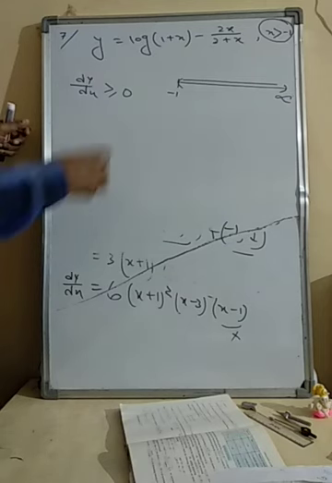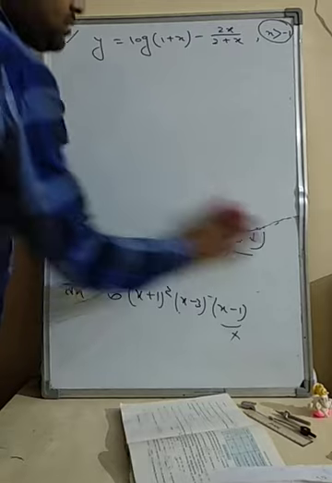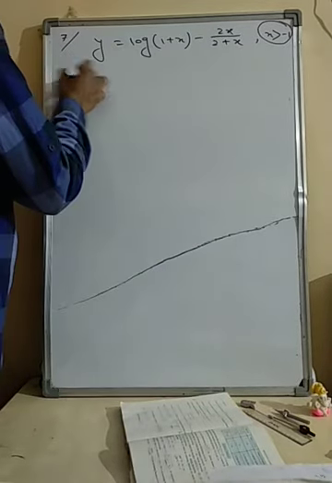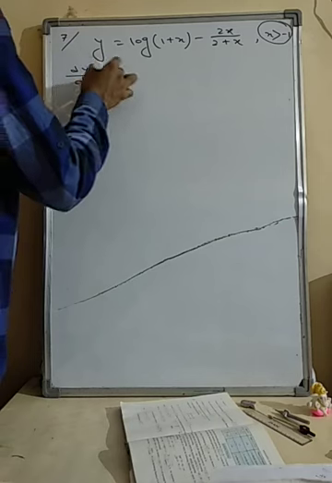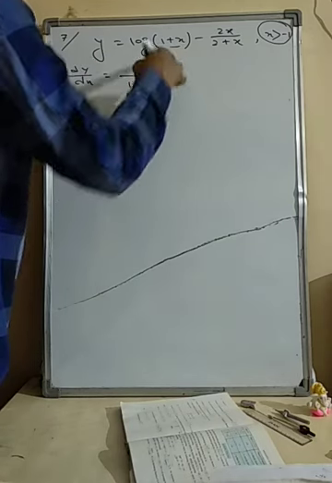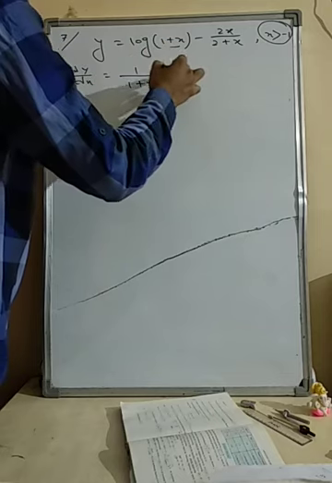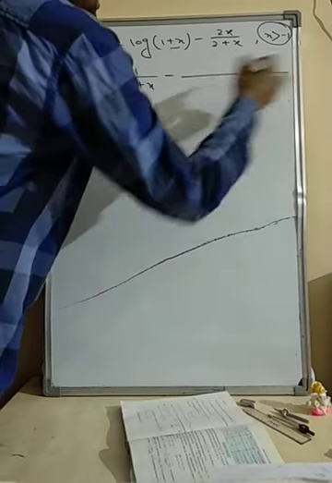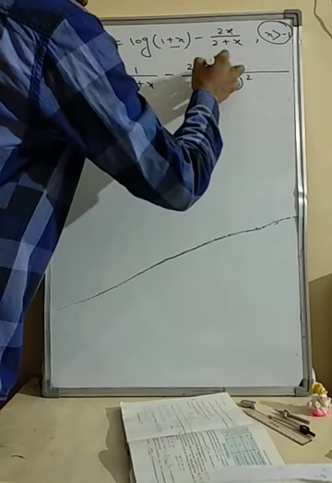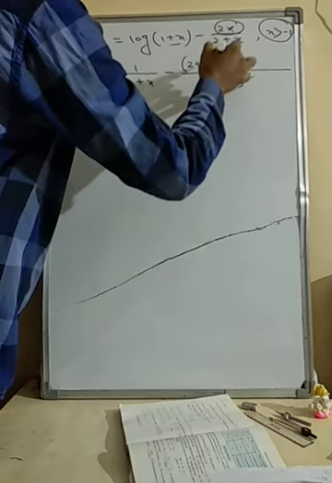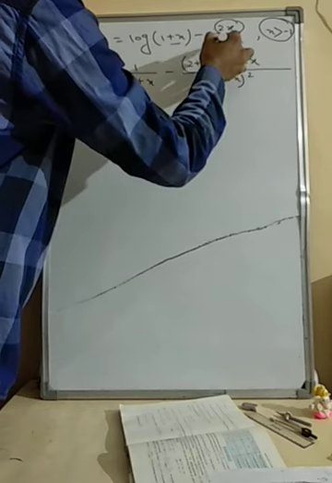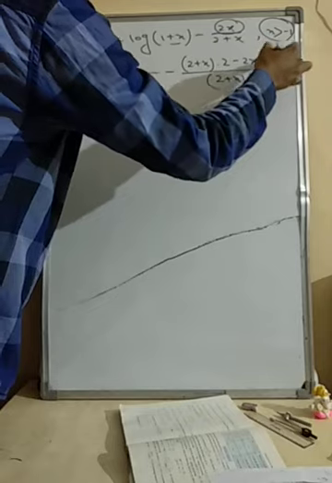So now we have to first find dy/dx. So you do dy/dx. Differentiating with respect to x, dy/dx equals, for the log, 1 by 1 plus x. Again d/dx of 1 plus x is 1, no need to write. Then this is u by v, so it will be v squared in the denominator, then v times d/dx of 2x, which is 2, minus u, that is 2x, times d/dx of 2 plus x, which is 1.